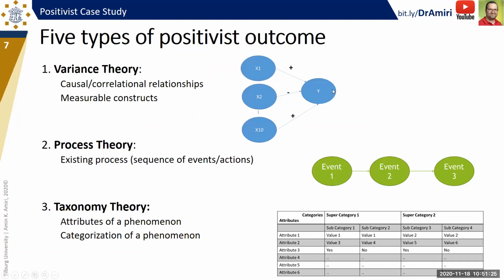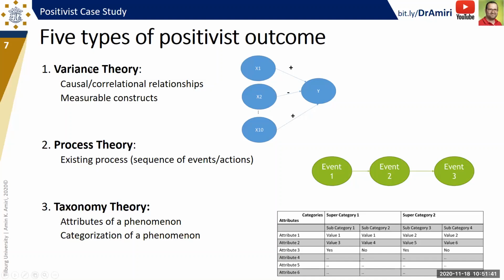Okay, we have 5 types of positivist outcome. That means that when I read your thesis, I would like to see one of these outcomes if you're taking the positivist case study approach, for example.